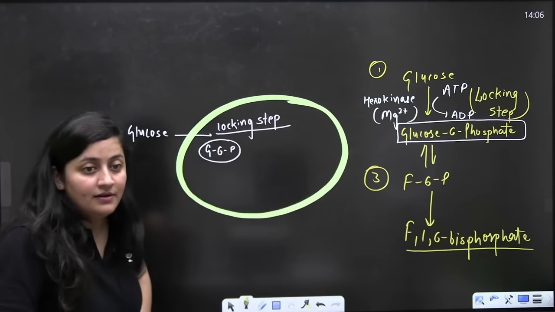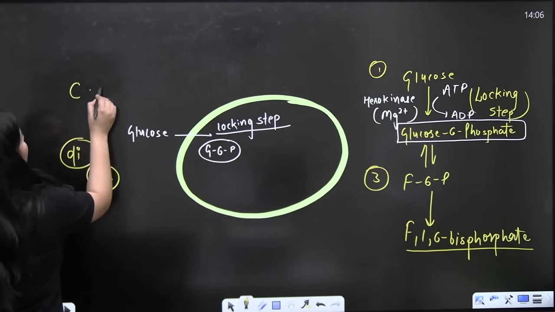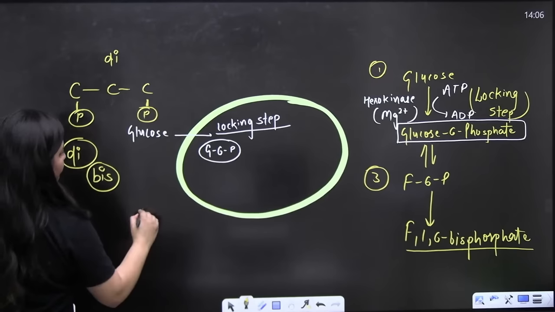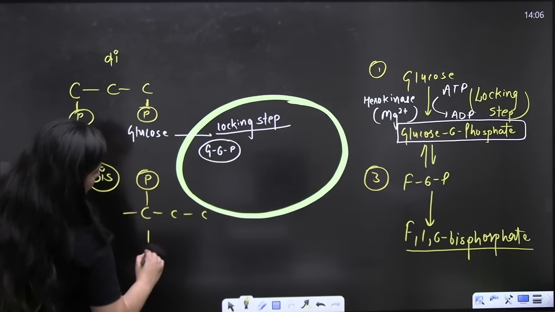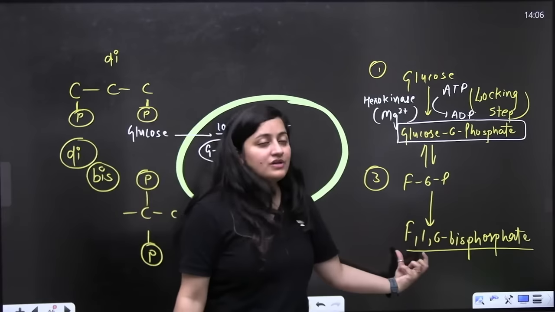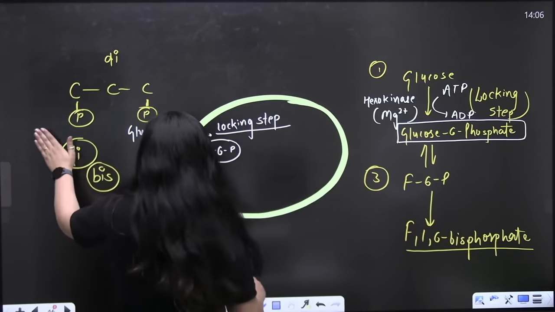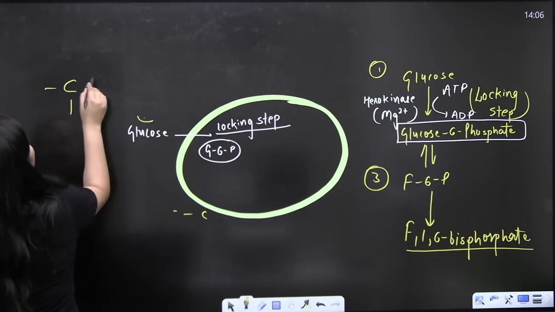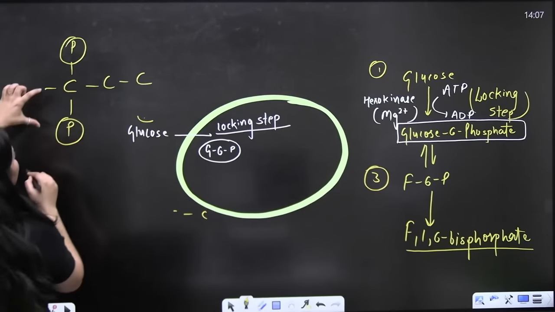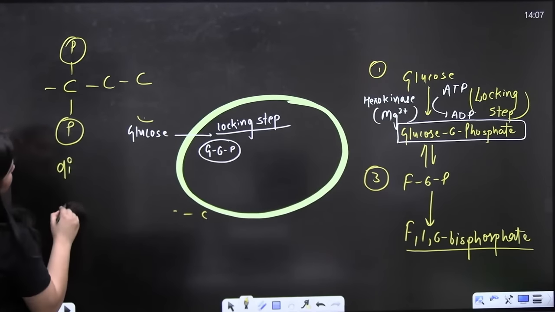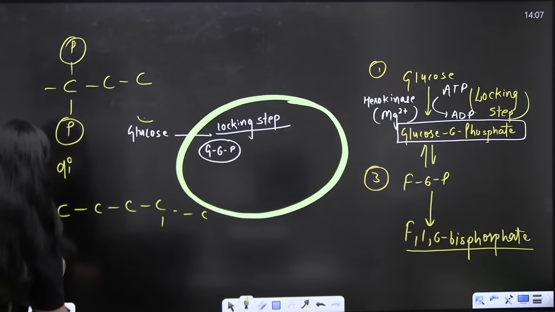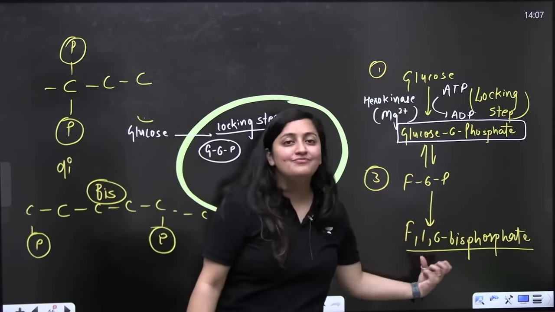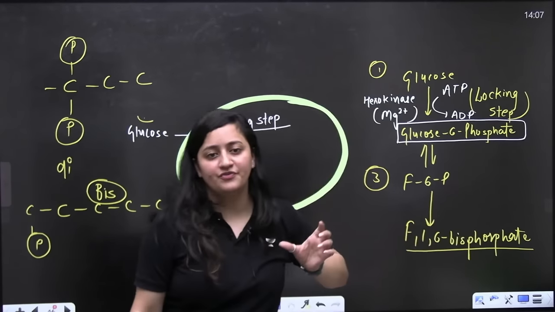See, when in a compound, to two different carbons, the same group is attached, then you will use the word bis. But if in the same compound, to the same carbon, this phosphate is attached, then it is di. Oh, my bad, I mentioned it the opposite way. Actually, whenever to the same carbon the same group is attached, then it is di. But if it is attached to different carbons, then it is going to be bis. So fructose 1,6-bisphosphate means phosphate is attached to the first carbon and to the sixth carbon.